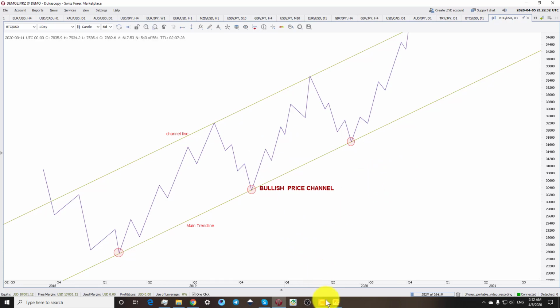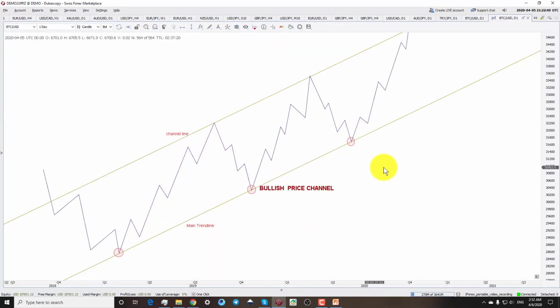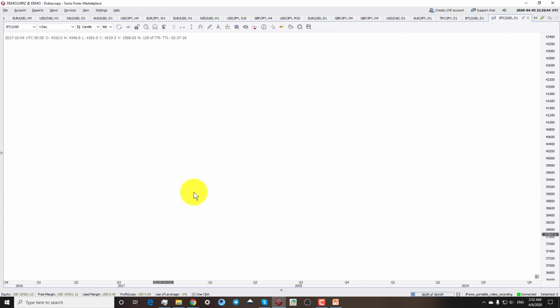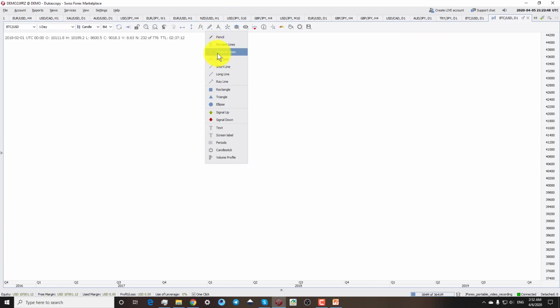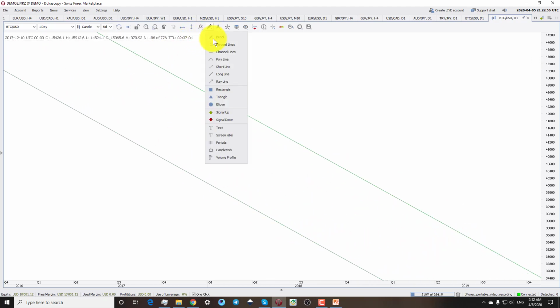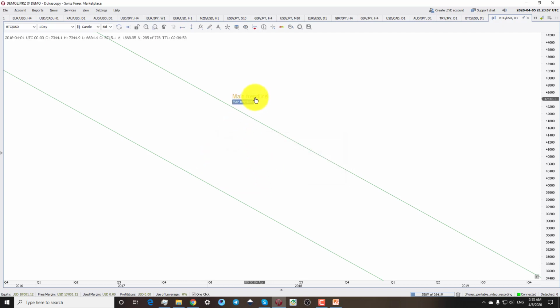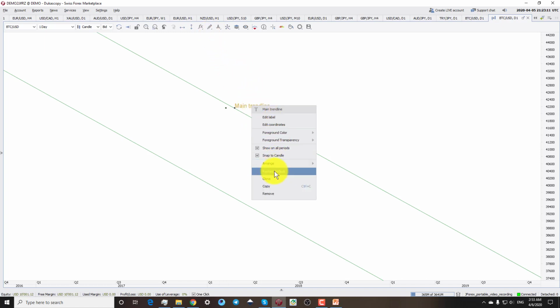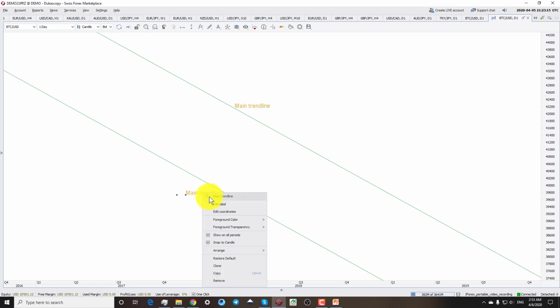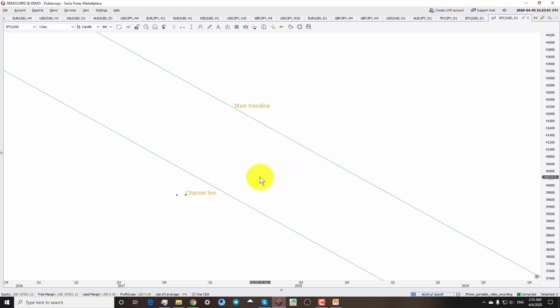Now on the other hand, okay, first we will go to the bearish price channel. What is a bearish price channel? It is the exact opposite of this one. In that case we will have a main trend line like this and a channel line like this. So you will have a main trend line like this, and this will be a channel line, and the price will try to come somewhere like this.